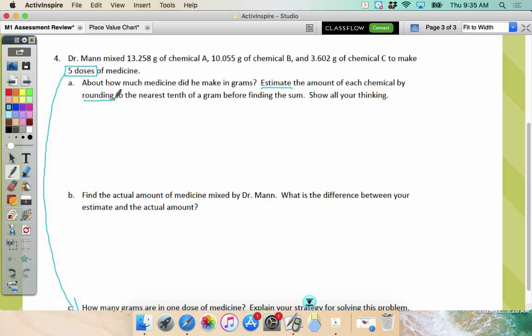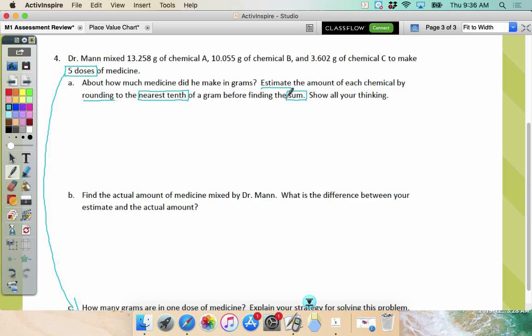Round. Very good. You round. Now, in science, could your estimate be an educated guess? Yeah. But in math, we're going to round it. So how far do we round it? Nearest tenth. And then we have to find the sum. What does sum tell me I'm going to do? Add. Okay.